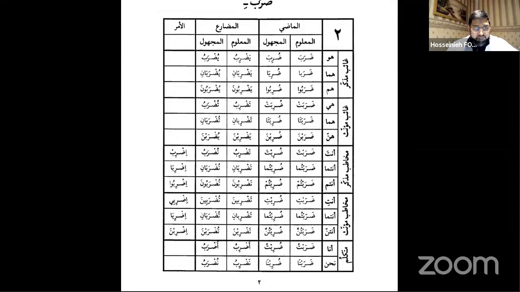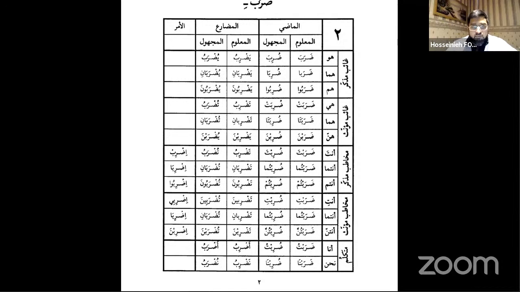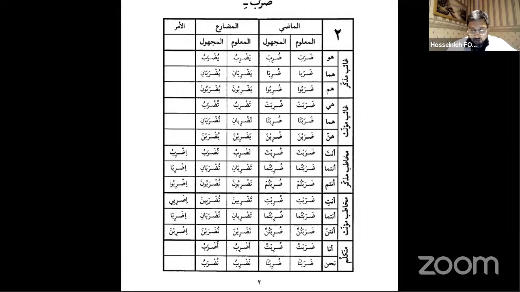Fi'l mudari ma'lum. Okay, so this one is Yadribu, Yadribani. One second. Before you conjugate, I will explain. Now, what do you understand when you say al-fi'l al-mudari al-ma'lum? What does ma'lum mean, first of all? This is where the doer of the verb is known.